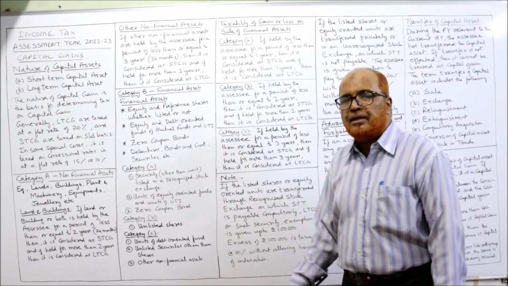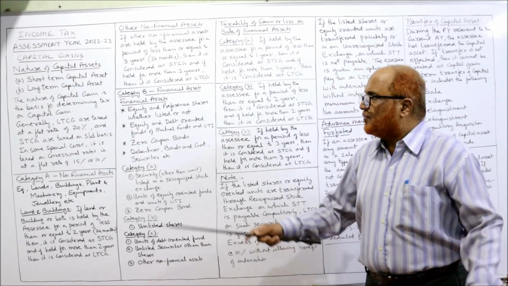Next comes category B, that is financial assets. So what are the financial assets?